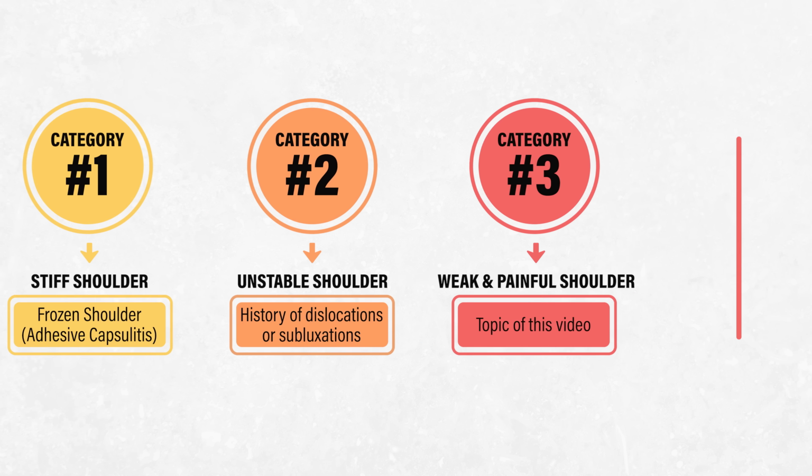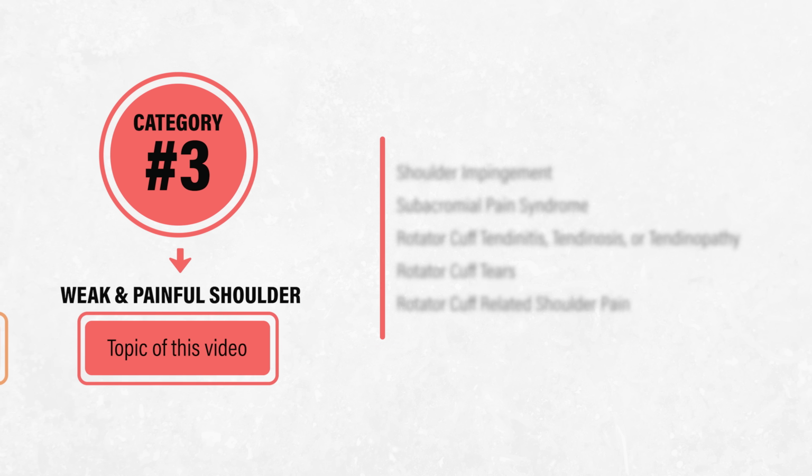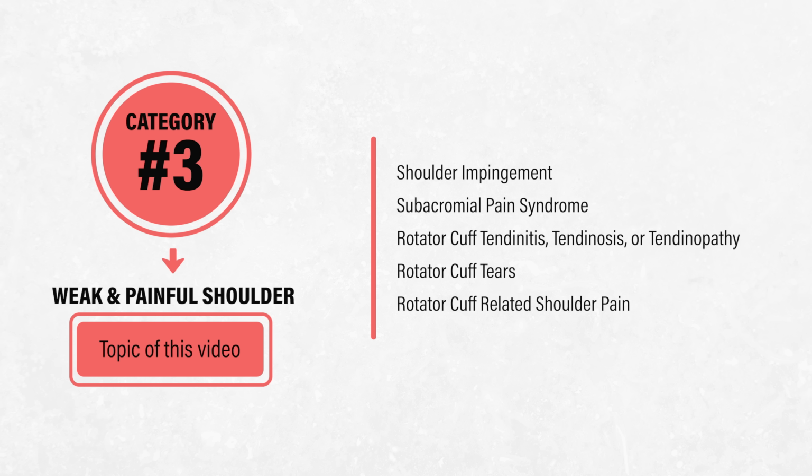Under this umbrella of the weak and painful shoulder are the following diagnoses, among others: shoulder impingement, subacromial pain syndrome, rotator cuff tendinitis, tendinosis or tendinopathy, and rotator cuff tears.